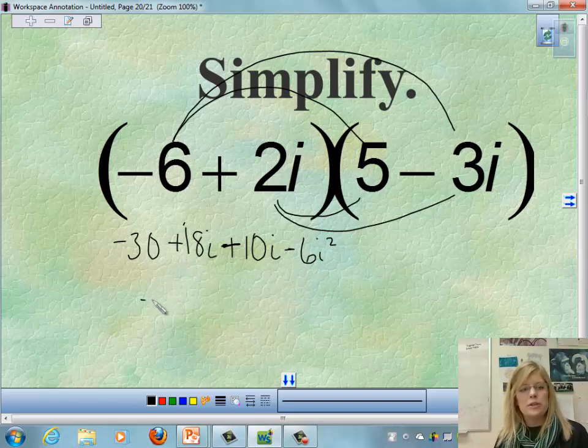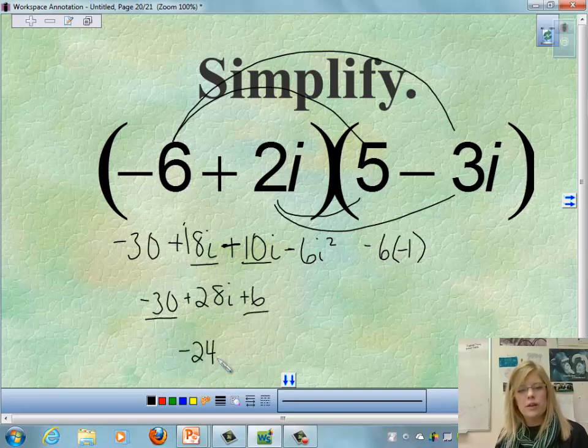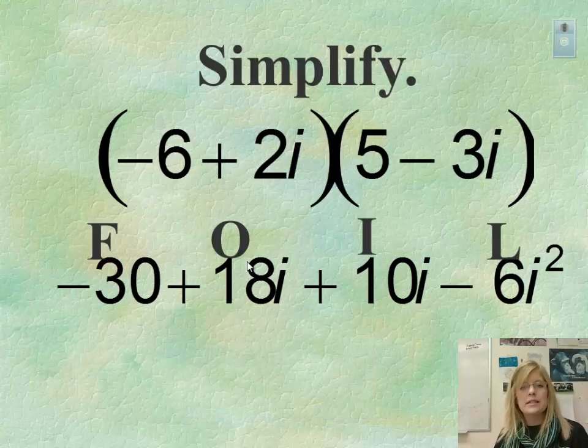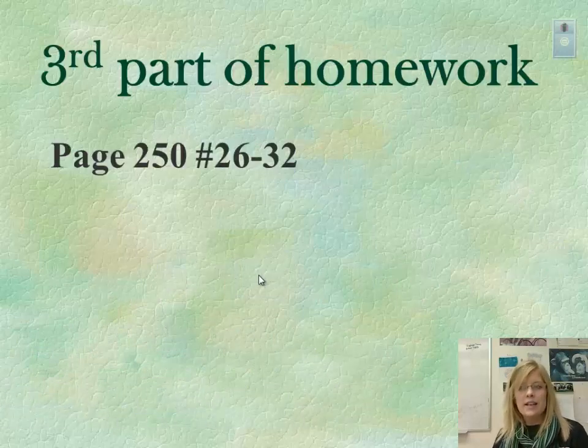Now I want you to reduce negative 30. These are together. Let me make sure. Okay, plus 28i. And i squared, remember that's the same as saying 6 times a negative 1, and that's a negative 6 because i squared is really negative 1. So we have a plus 6. You can keep reducing. Negative 30 plus 6 is a negative 24 plus 28i. So it's the same concept as when we were multiplying our factors before, still using FOIL, still using the same process, now including i's. Yay!